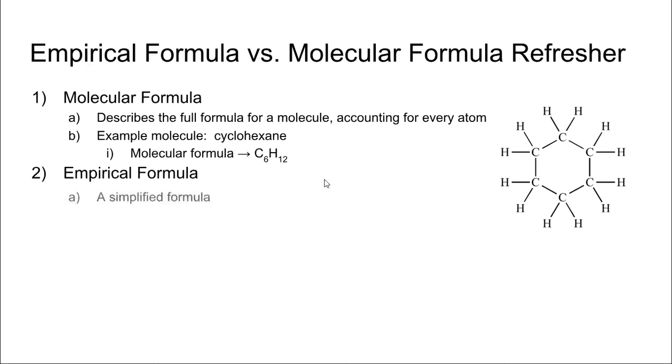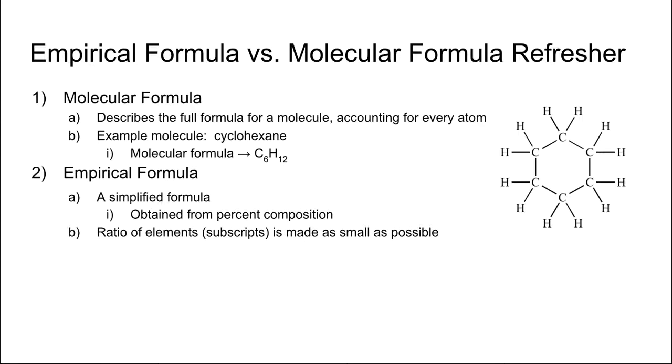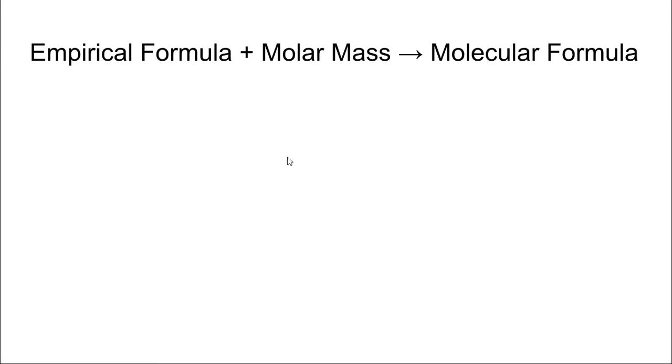Nice. Well, the empirical formula is a simplified formula, and this is going to be obtained typically from a percent composition, which we'll talk about how we actually get in a little bit. But it's going to use the ratio of the elements in the smallest number possible. So here, our ratio we would say is 6 to 12, but that could be simplified. We could make that a little bit smaller. So for the same cyclohexane, my empirical formula would be C1H2, or just CH2. And that's like I divided both these numbers by 6. I simplified that ratio because, if you want to simplify a ratio, you have to change both the numbers in the same way.